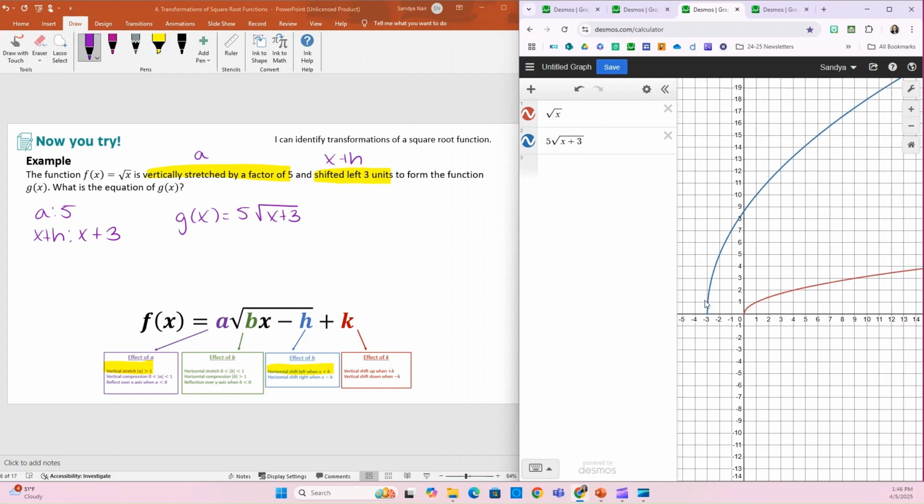If we type it in Desmos, we can see that this graph is in fact vertically stretched. It's a lot taller than the original, and every point has been shifted to the left 3 units.